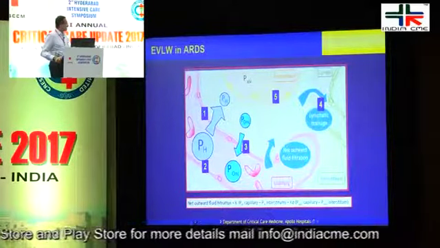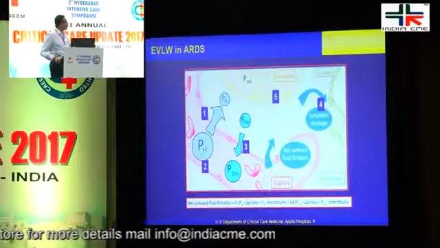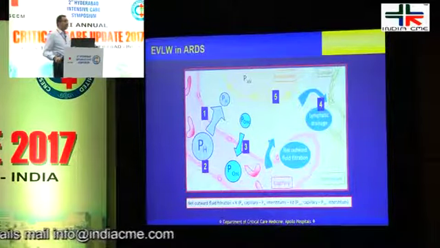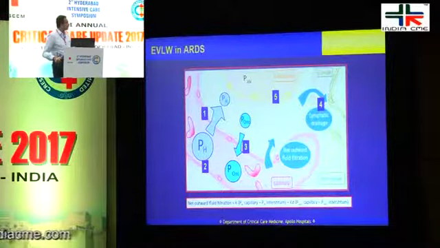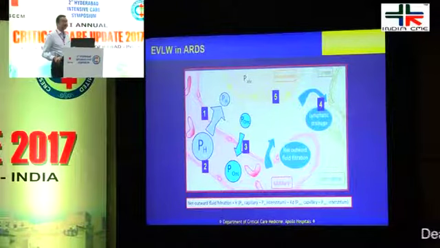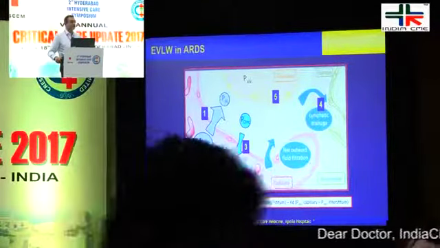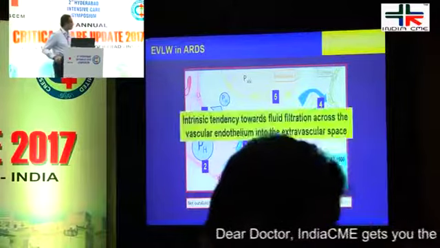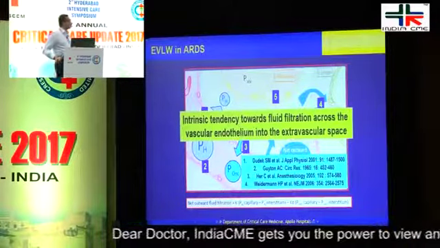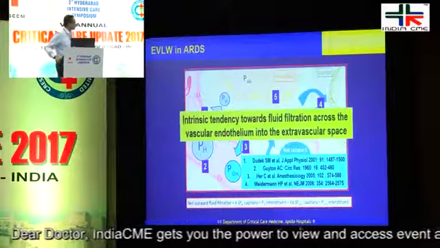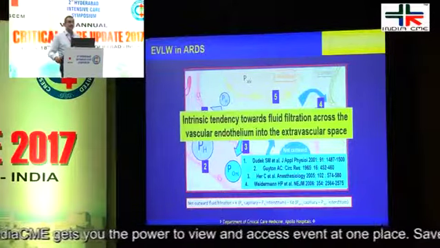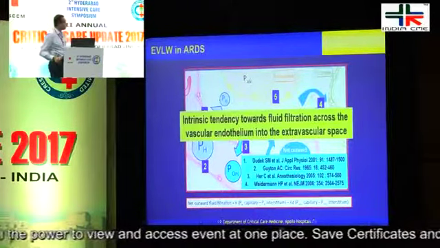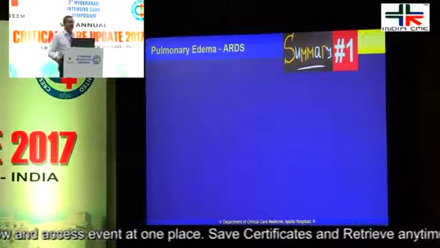And finally, once this barrier is breached and fluid enters the alveolus, the normal protective mechanism is an active reuptake of fluid outside the alveolus back into the interstitium, and that mechanism is also blunted in patients with ARDS. So in all, there is an increasing tendency towards filtration of fluid across the vascular endothelium into the extravascular space in general in all patients with ARDS, and that is fundamentally important for us to understand.